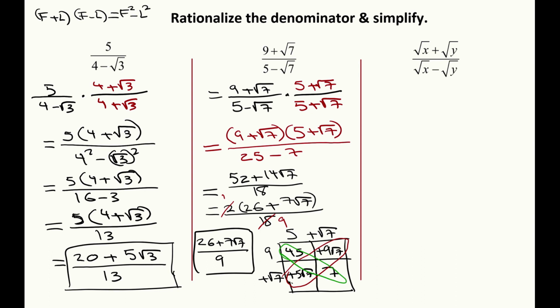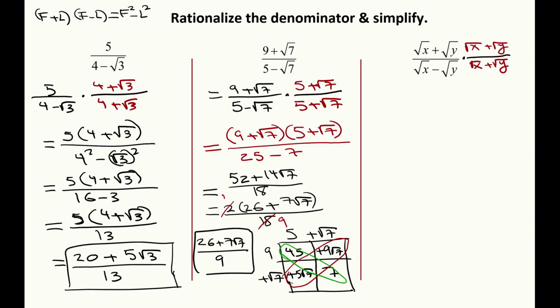Okay, so now let's go ahead and take care of this last one on the right with the variables in it. And of course, we handle it in exactly the same way. So we're going to multiply the numerator and the denominator by the conjugate of the denominator, which, of course, as you know, is the square root of x plus the square root of y. And don't forget to do the same on the top.